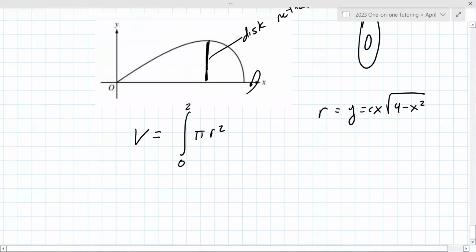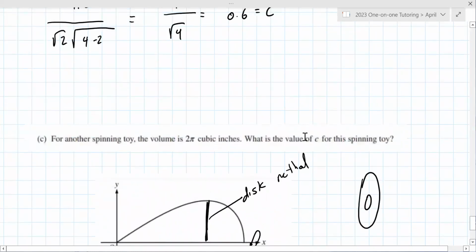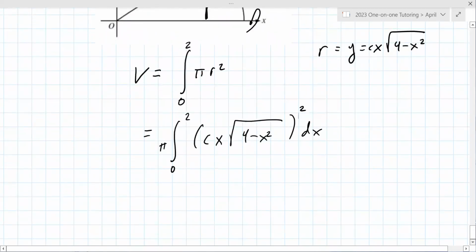Mm-hmm. So 0 to 2, pull the pi out, cx square root 4 minus x squared dx, and then this is all squared. Can't we plug in for C? We don't know c in this part. Okay. It says to determine the value of c, so you can't rely on any of the previous calculations as much as you would like to. That may be why it's there, because they want you to think through that. The volume we know is 2 pi.